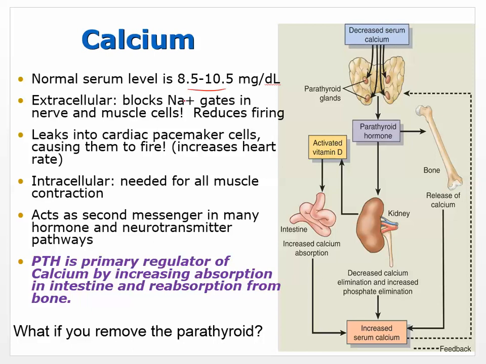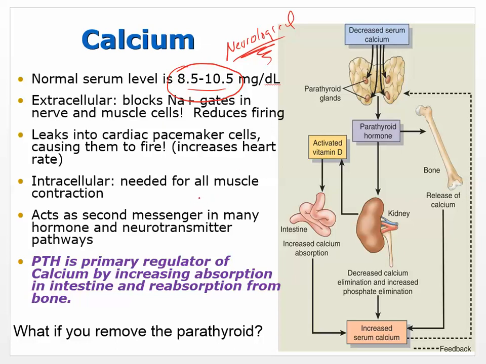Extracellular, calcium can compete with sodium. So it blocks sodium gates in the nerve and muscle cells, which is going to reduce firing. So there we have neurological function. Calcium does have an effect on that. Different calcium levels matter, because we depend on that competition to make everything normal, but it works just right in this range. If it gets too high or too low, it's going to change things. Calcium leaks into cardiac pacemaker cells, causing them to fire. So high calcium levels can cause increased firing of the pacemaker cells, so tachycardia, increased cardiac rhythm.